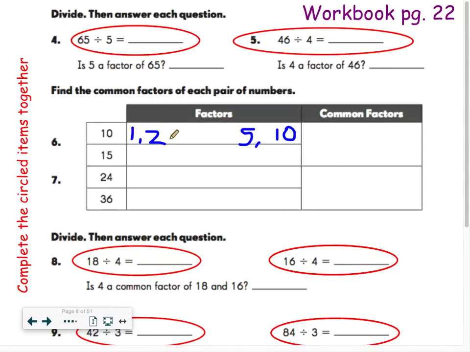And 3 isn't a factor, 4 isn't, 5 is, we're kind of going in order, but we already wrote 5, so we don't need to put it again. So the factors of 10 are 1, 2, 5, and 10.